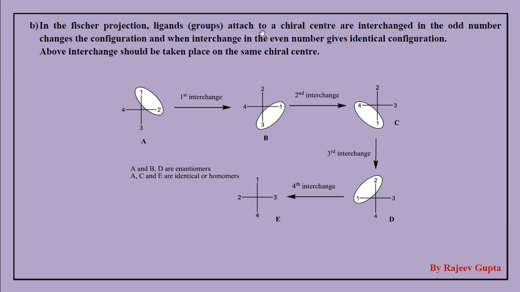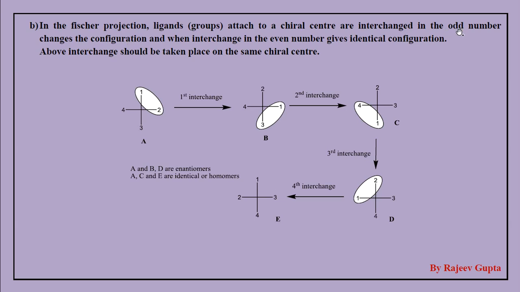Now, in the Fischer projection, for ligands or groups attached to a chiral center, suppose the carbon atom in the Fischer projection is chiral, then if these ligands or groups are interchanged an odd number of times, we get a changed configuration, and when interchanged an even number of times, we get an identical configuration. If we interchange two ligands attached to a chiral center, we get a different configuration.